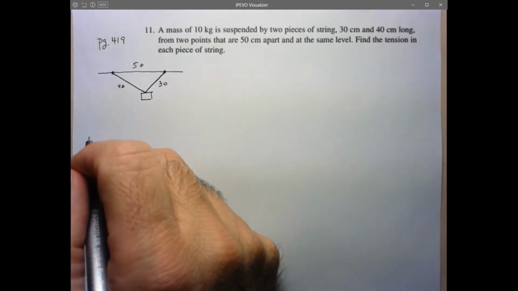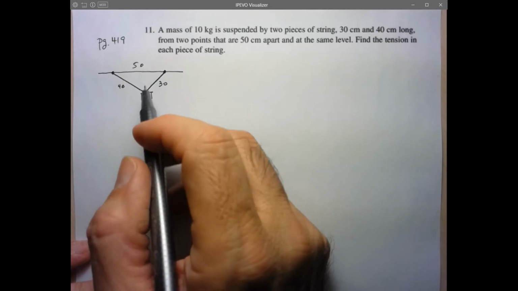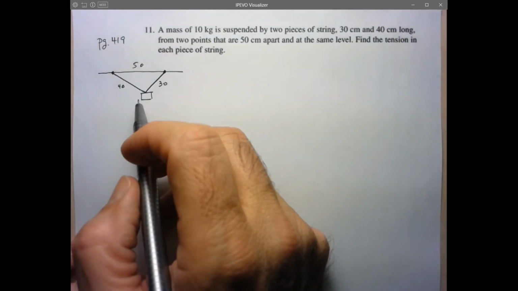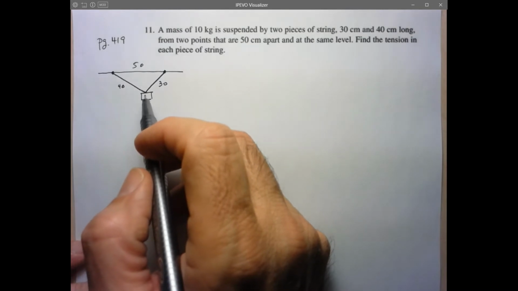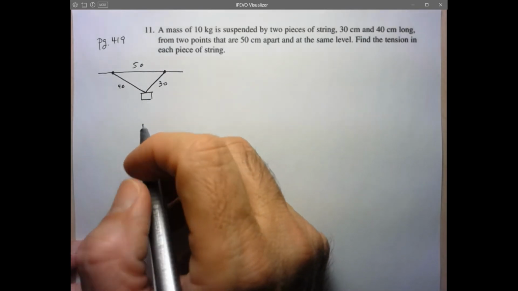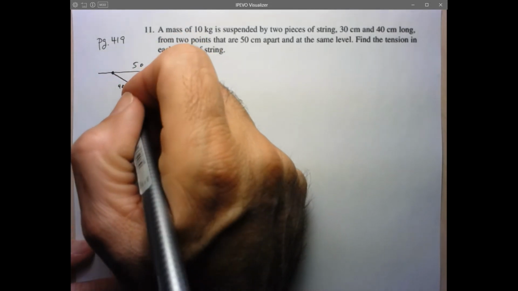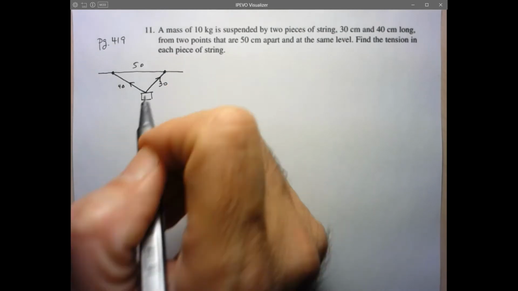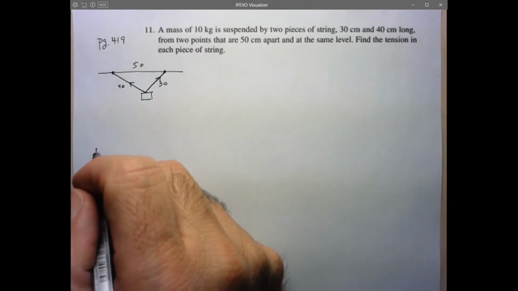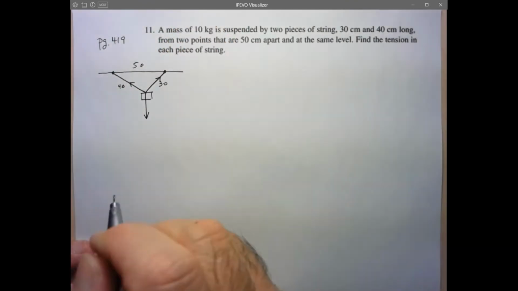Let's figure out all the forces that are acting on this object. Before I do that, let's keep in mind that this mass is suspended, meaning it's not moving. That means that the net force, when I add up all the forces acting on it, should add up to 0. So I've got the tensions in the two strings, going in that direction of the first string, that direction of the second string. And then of course we've got the force due to gravity going downwards.